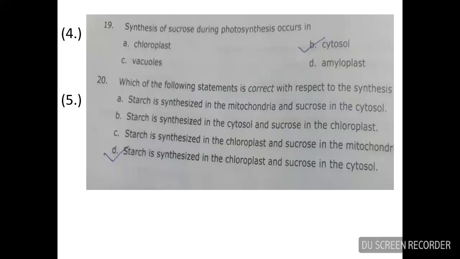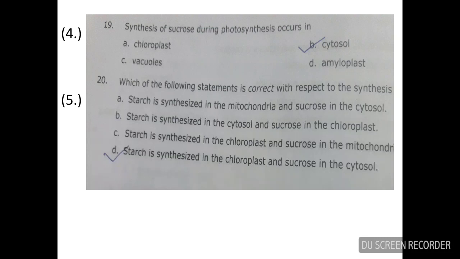Next question is question number 5. Which of the following statements is correct with respect to the synthesis of starch? Okay, so option A: starch is synthesized in mitochondria and sucrose in the cytosol. Sucrose in the cytosol is correct, but starch being synthesized in the mitochondria is not true. Okay, so option B: starch is synthesized in the cytosol and sucrose in the chloroplast.